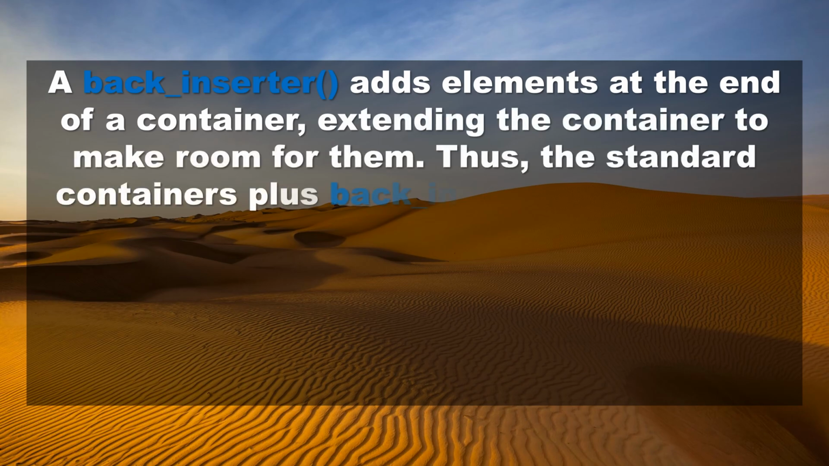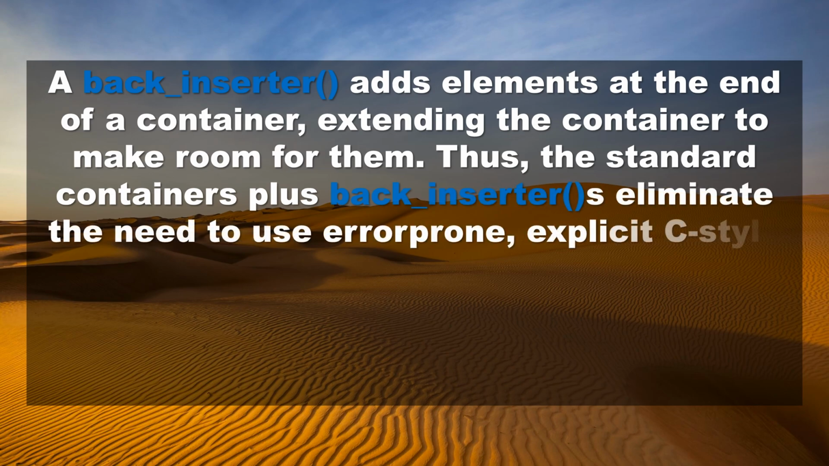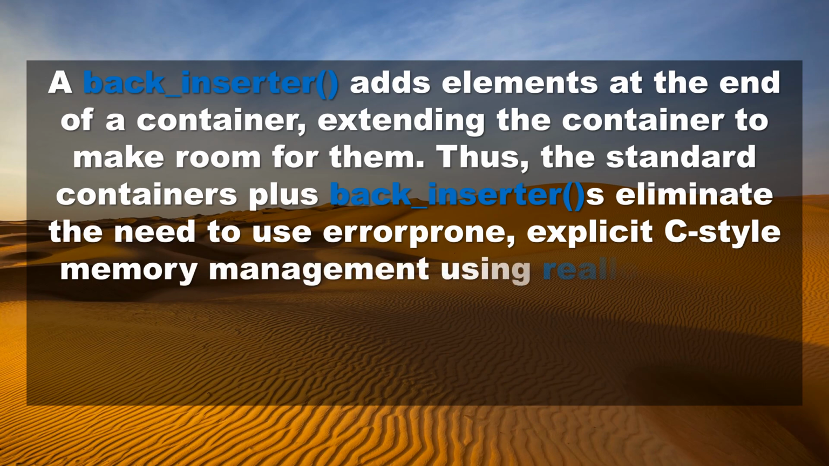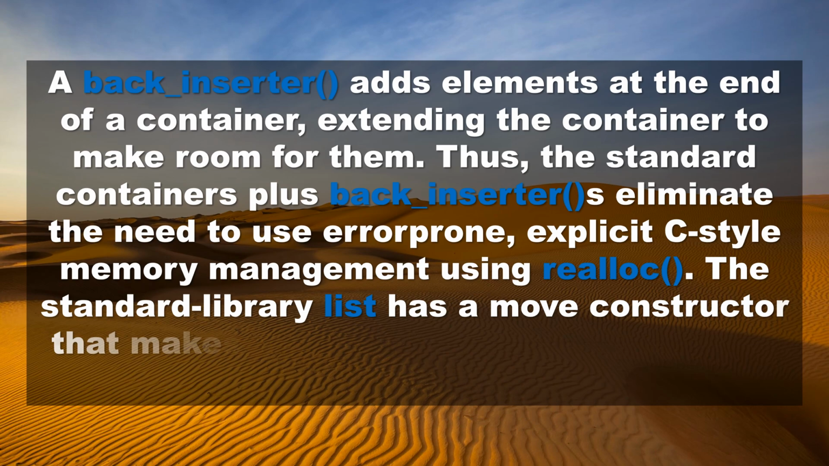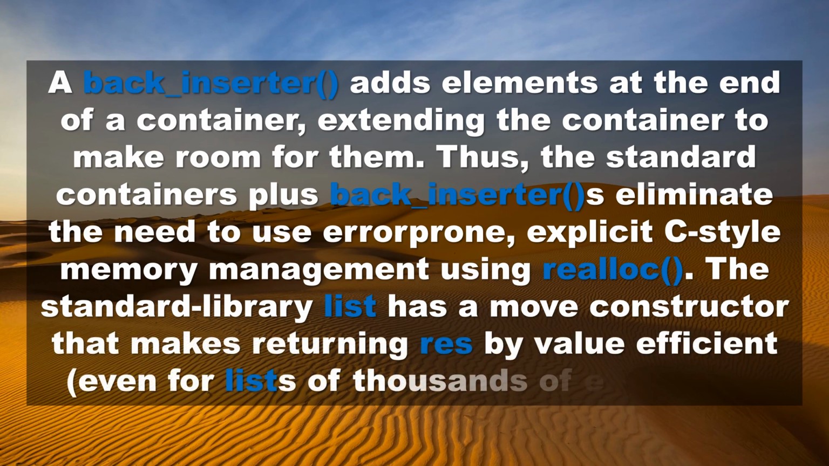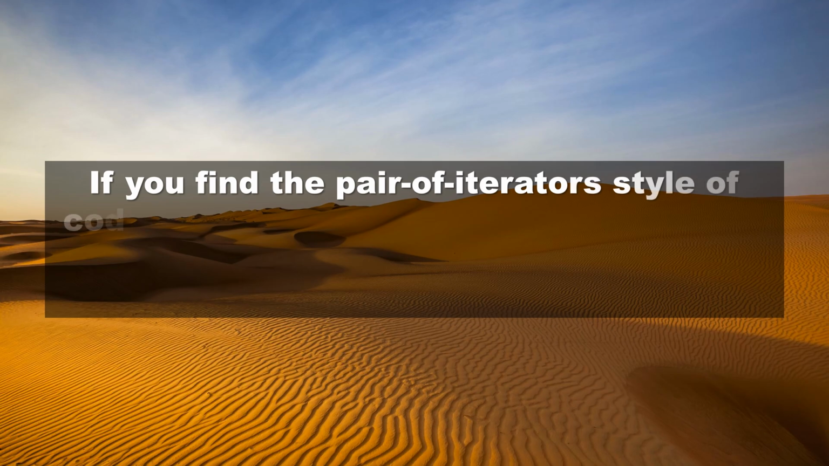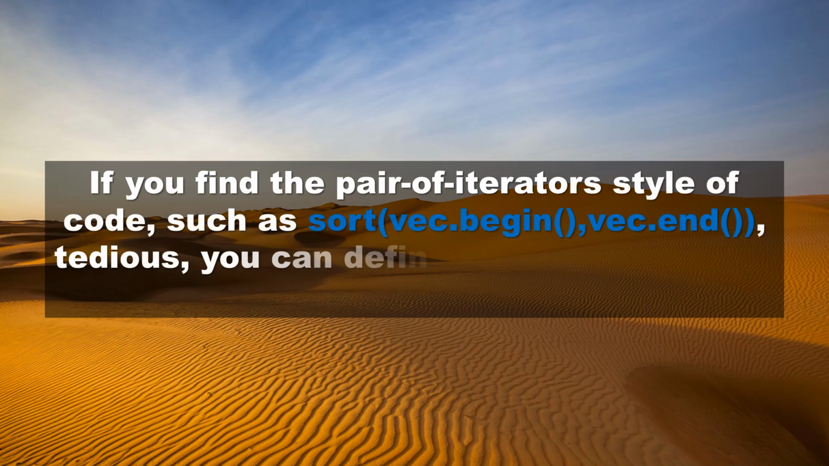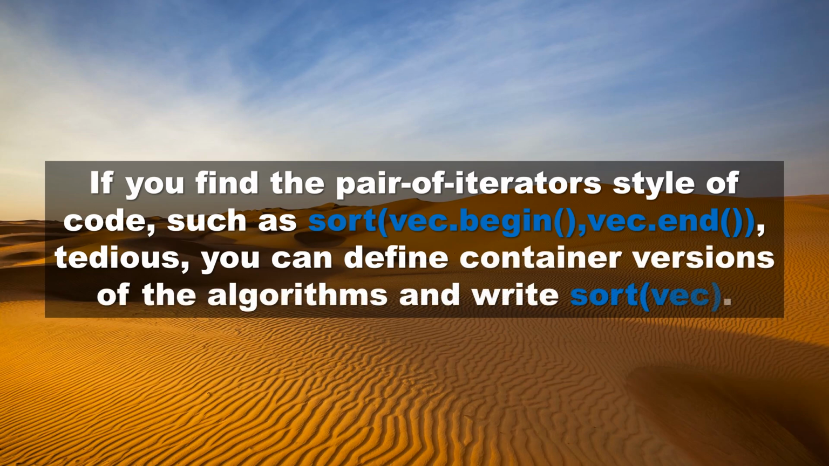Thus, the standard containers plus back_inserters eliminate the need to use error-prone, explicit C-style memory management using realloc. The standard-library list has a move constructor that makes returning res by value efficient, even for lists of thousands of elements. If you find the pair of iterators style of code, such as sort(vec.begin(), vec.end()), tedious, you can define container versions of the algorithms and write sort(vec).